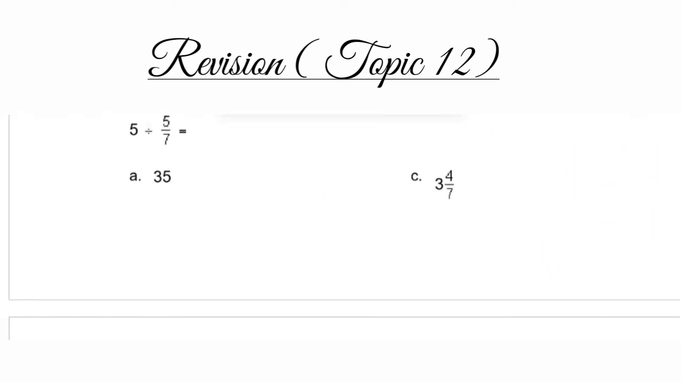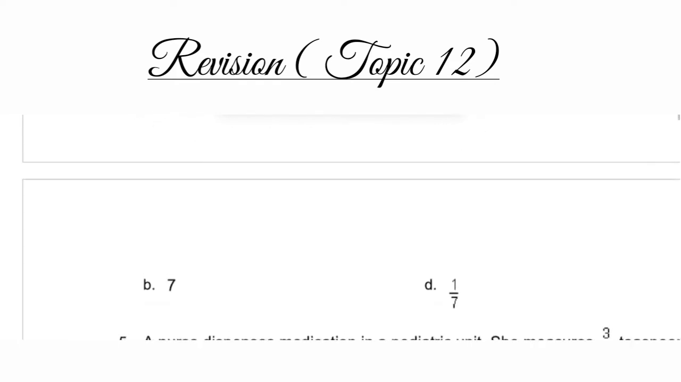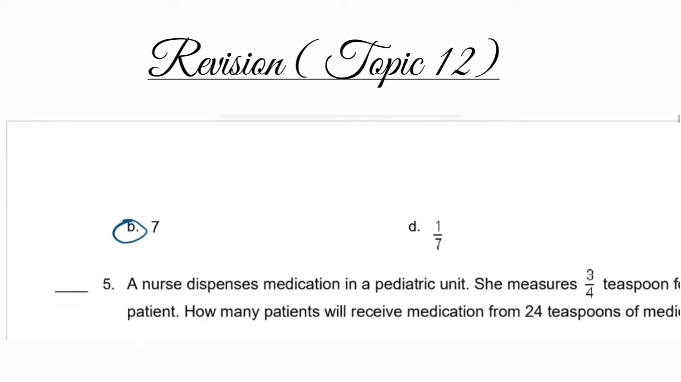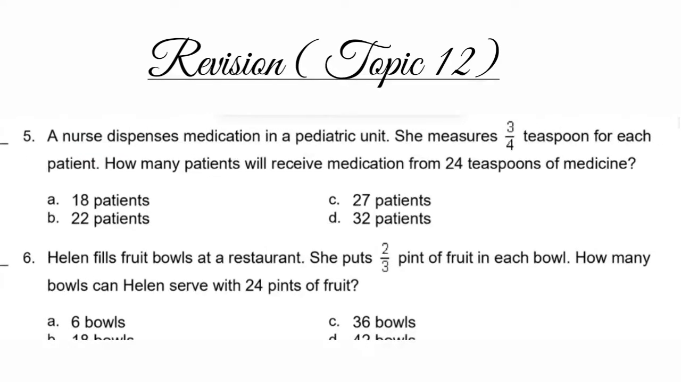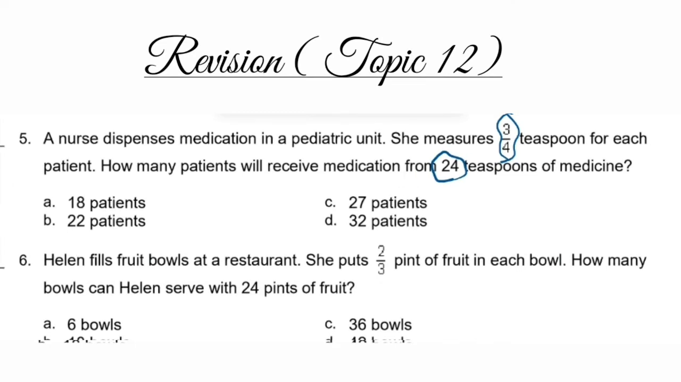Back to the question. We have A 35 and B 7. So the answer is B. Let's move to question number 5. A nurse dispenses medication in a pediatric unit. She measures 3/4 teaspoon for each patient. How many patients will receive medication from 24 teaspoons of medicine?